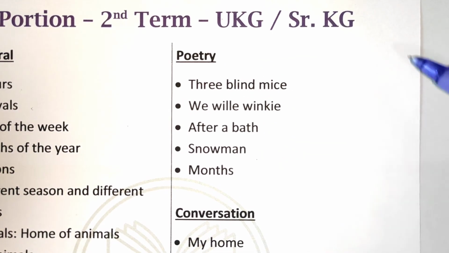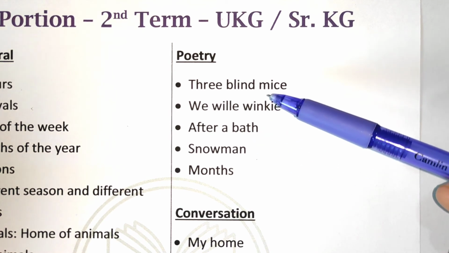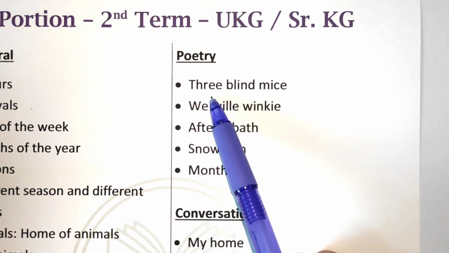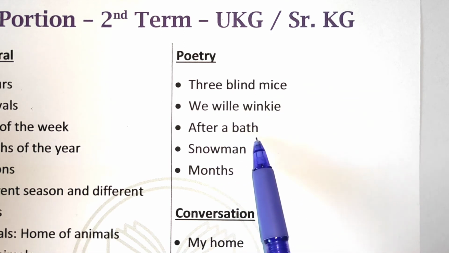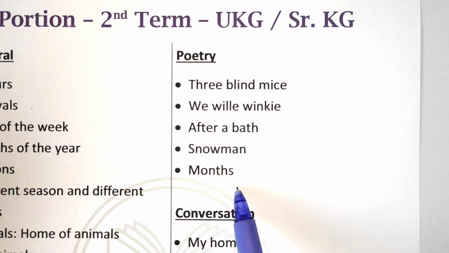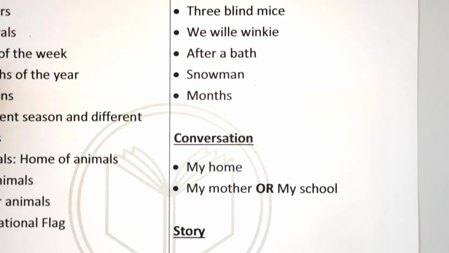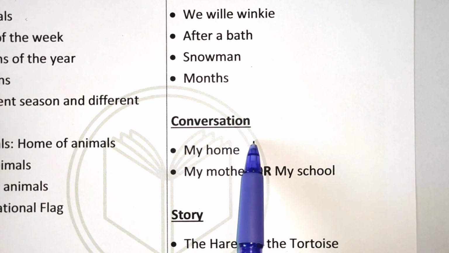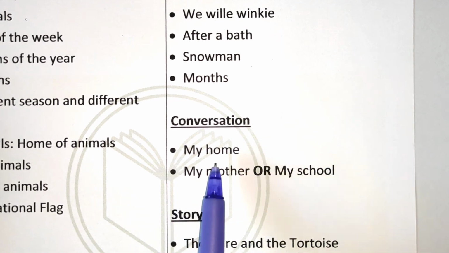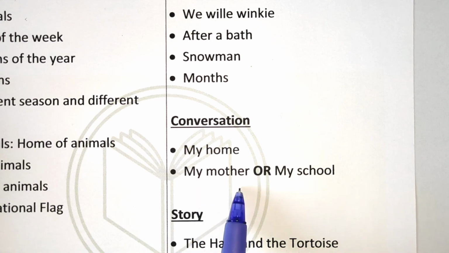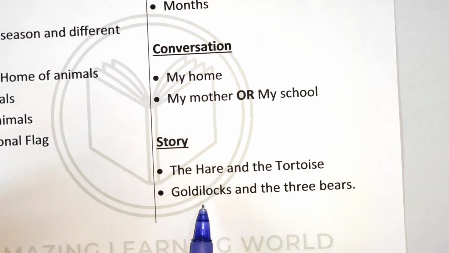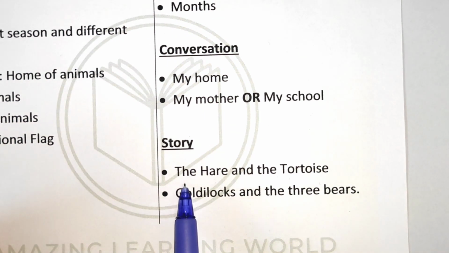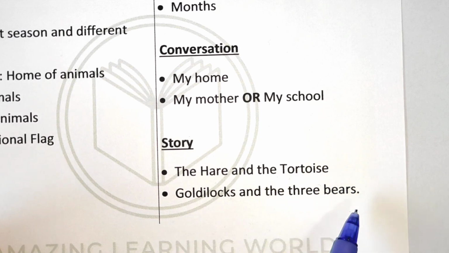In poetry, I have chosen 5 poems, and these are Three Blind Mice, Wee Willie Winkie, After a Bath, Snowman, Months. Conversation. The topic is my home, my mother, or my school. And in the story, you have to learn the story of the hare and the tortoise and Goldilocks and the 3 bears.